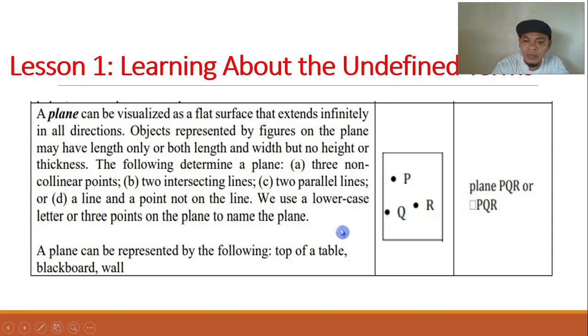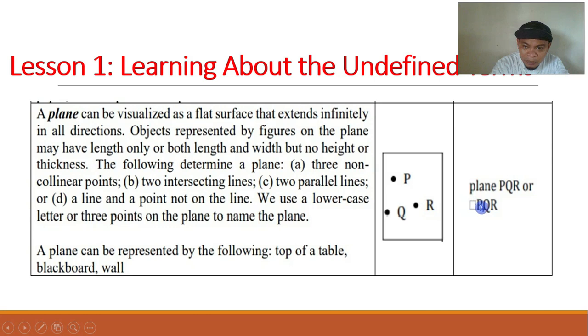So we have here the example, di ba? The figure. This is a plane. So meron po tayong 3 points. Non-collinear points. Ibig sabihin, non-collinear, they do not lie on the same line. Di ba? Non-collinear points. So, nag-represent po siya ng plane. So, we name this one as plane PQR or the symbol.